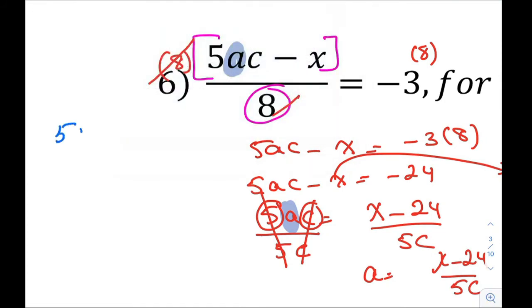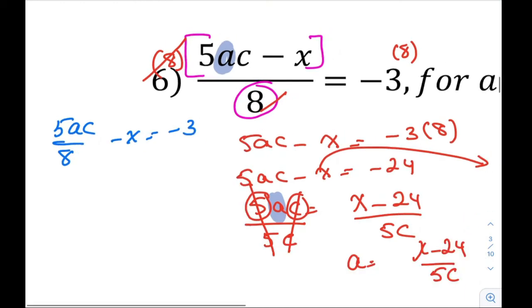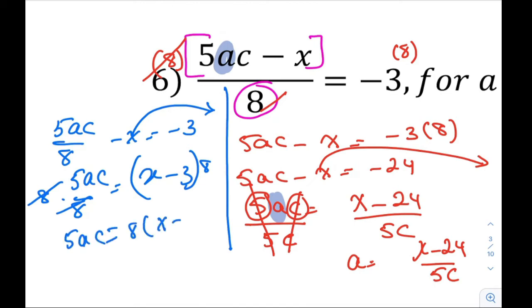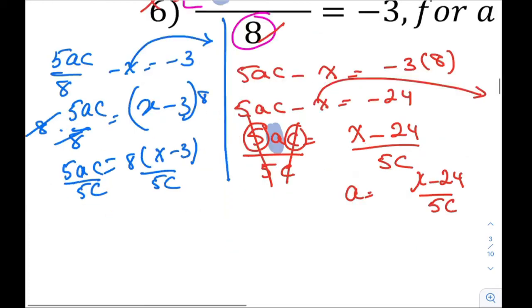So remember, if the question was different, let's change a bit here. If it was 5AC over 8 minus X equals minus 3, then you will take the X there first. So it will be X minus 3, then multiply by 8 both sides. Situation is different to get rid of that one. And then you will continue. So it will be 5AC is 8 times X minus 3. And then you will divide by 5C here, by 5C there. So it is a different situation. Be careful. The 8 now is the denominator of both 5AC and X. Both are divided by 8.